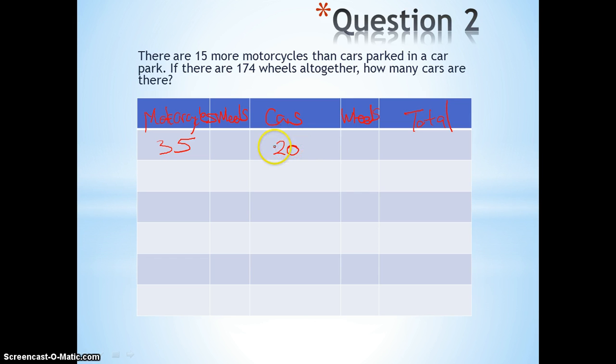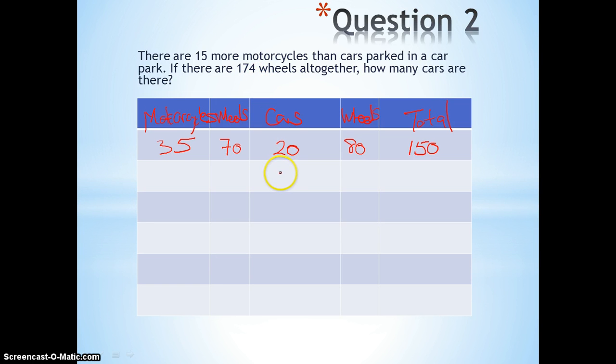If I have 20 cars, I'm going to have 20 times 4, 80 wheels. If I have 35 motorcycles, I will have 35 times 2, 70 wheels. I have a total of 150 wheels. Now that's still not enough, but it tells us a number that's very close to here. Mr. Phua, how do we do this?